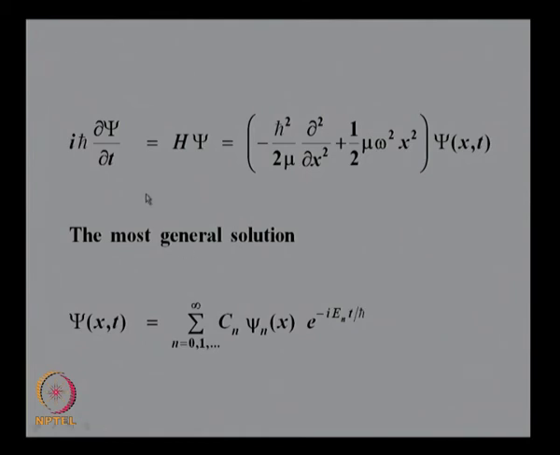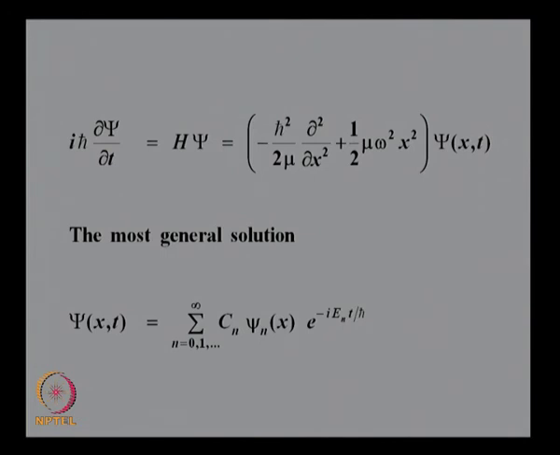So, therefore, for the time dependent Schrodinger equation, this is the one dimensional time dependent Schrodinger equation, the most general solution will be given by this. These are psi n of x multiplied by this time factor, something like the modes of the system, the normal modes of the system.